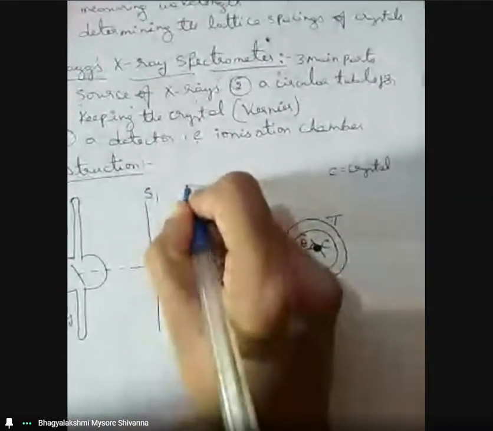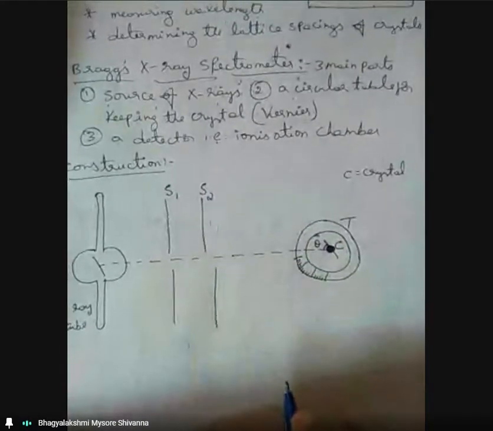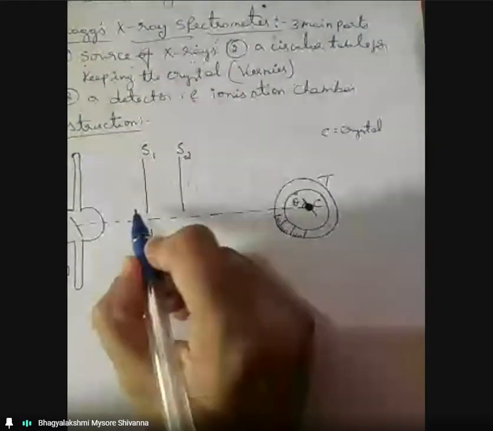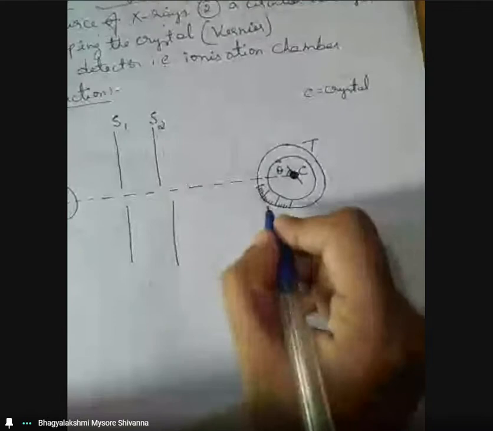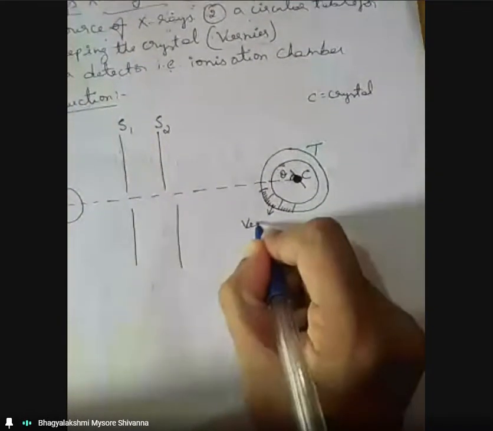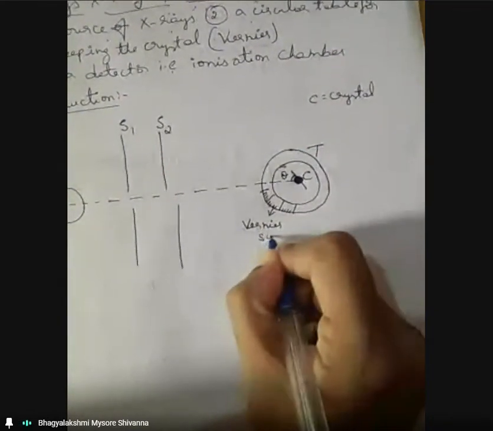These are S1 and S2. These two are slits to get a fine X-ray beam. So this is the vernier scale.